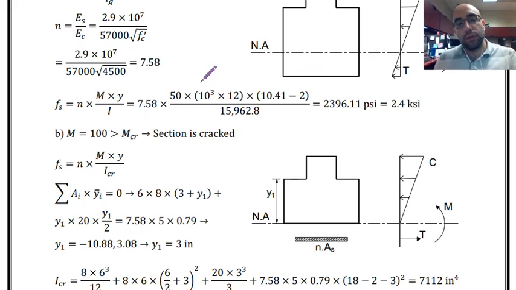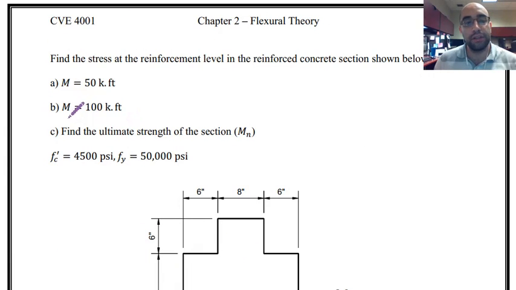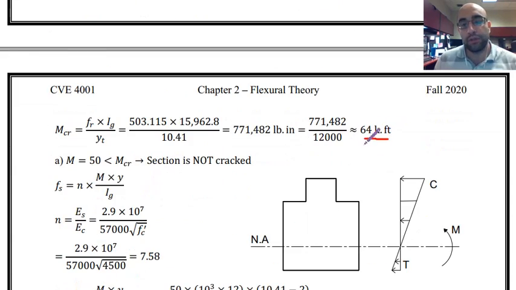So with those, we can simply calculate this stress in steel, and as you can see, that is about 2,396 psi, about 2.4 ksi. That is the stress in steel. Now we can move to the second part, where it is asking about a situation of having moment equal to 100 kip foot. Now in this situation, you can see the cracking moment was 64 and the applied moment is 100. So the section has cracked under the applied moment, and now I have to consider the properties of cracked section.